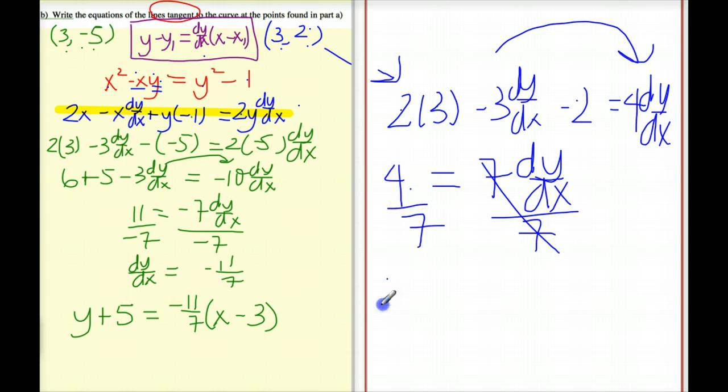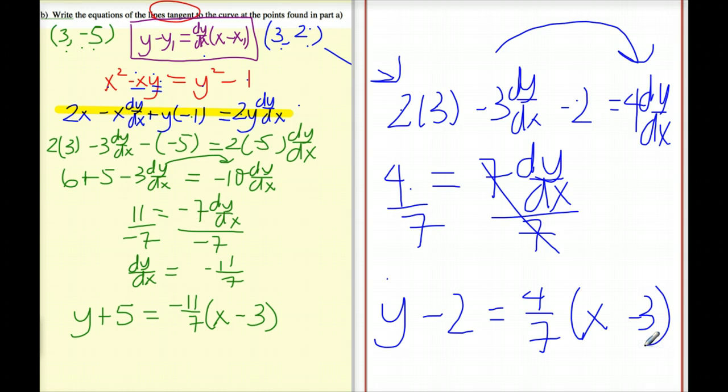So for this problem, I get y minus 2 is equal to 4 over 7 times x minus 3. Let's just hope my algebra is right, but I believe that should be good. Alright, any questions on this piece?